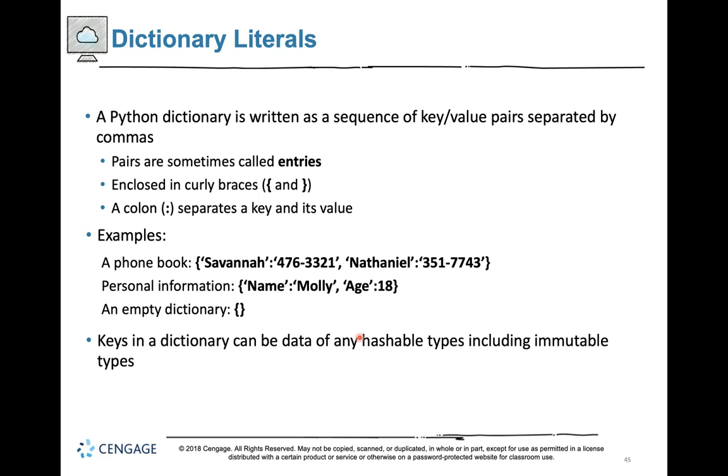The built-in types that are immutable, such as int, float, and string, are hashable. If you define your own type with a class, that is also considered hashable. So they can be used as keys in a dictionary. However, a list cannot be used as a key. A tuple can, because a tuple is immutable. A list is mutable, so it cannot be used as a key.